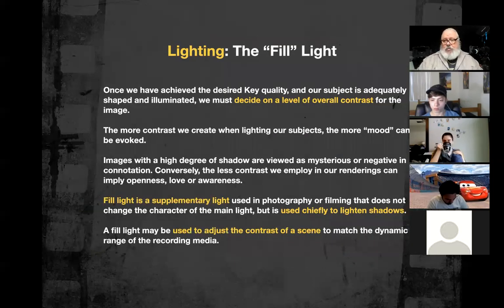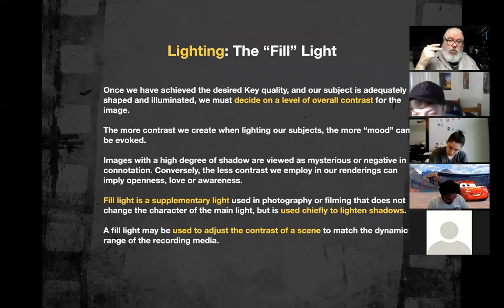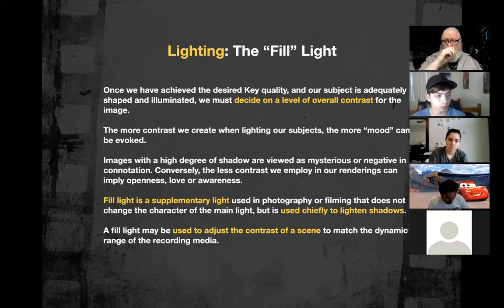Okay, the fill light. We talked about the key light. The key light is our main source of illumination. It creates shape, texture. It can denote tone and color of our subjects, and it can start introducing the feeling of the theme or the mood of the performance or the situation determined by the script. The fill light, on the other hand, plays a supportive role for the key light. Once we've achieved the desired key quality, our subject is adequately shaped and illuminated.